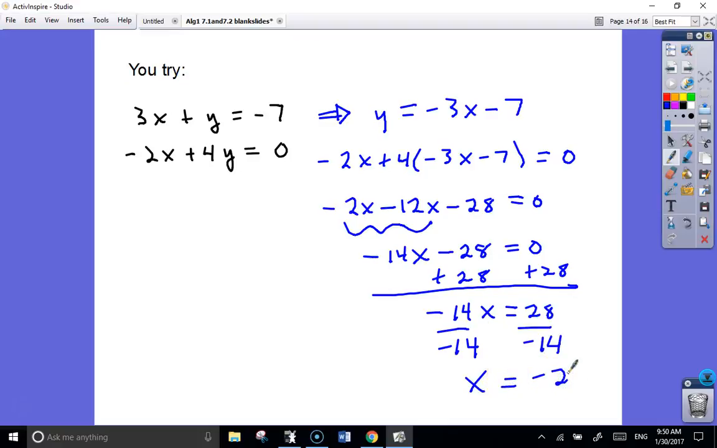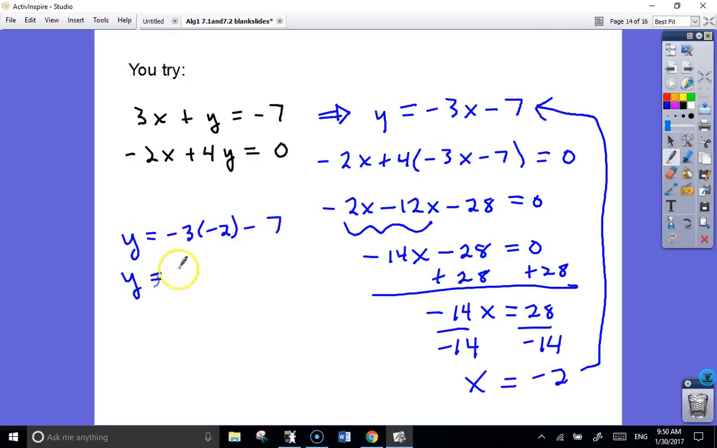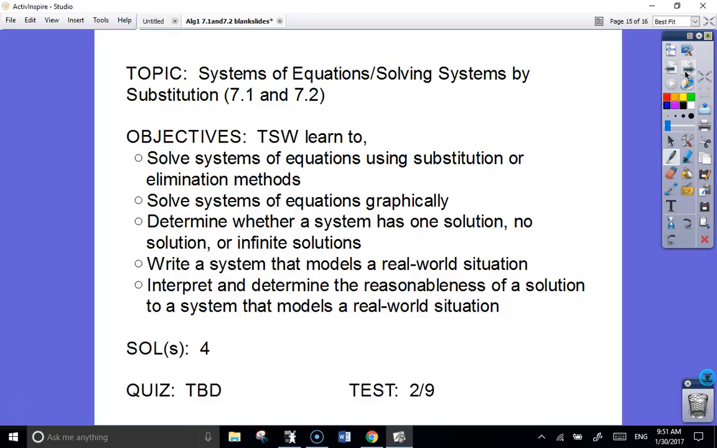Now what do I do to find the y? I take that in there, right? I take it to the equation that we solved for y in the first step. That's the easiest place. So that'll give me y equals negative 3 times negative 2 minus 7. y equals positive 6 minus 7. So that is (-2, -1). How many got negative 2, negative 1? Handful? Okay. When I resolved it, I got it.